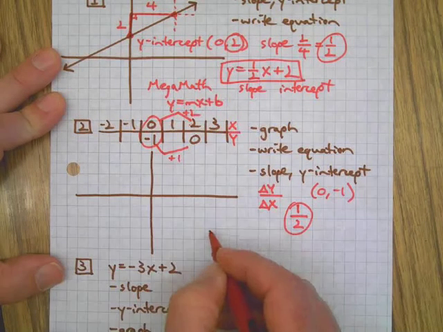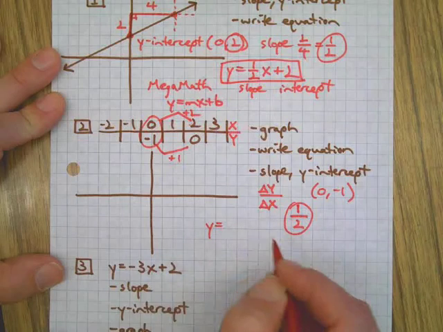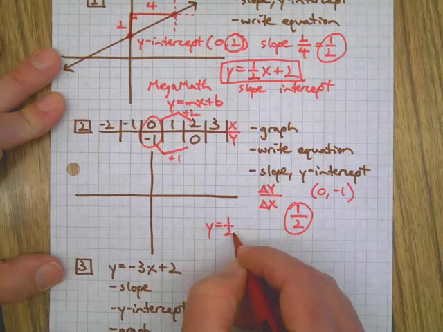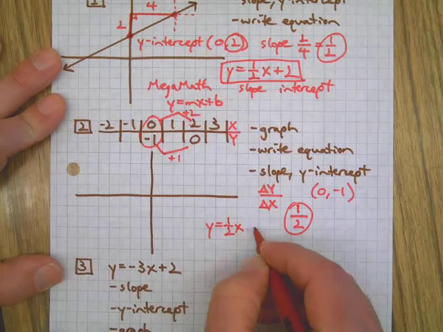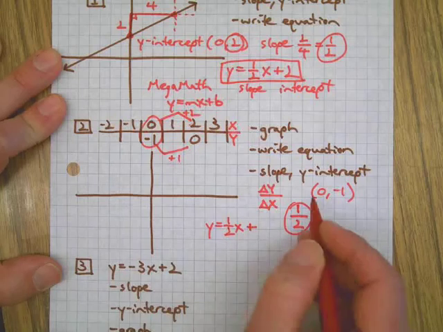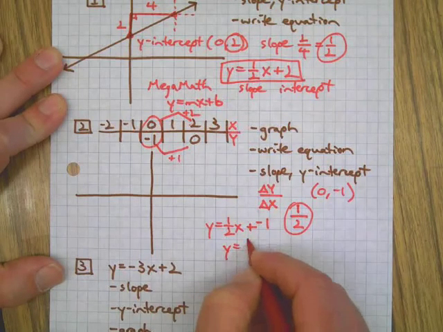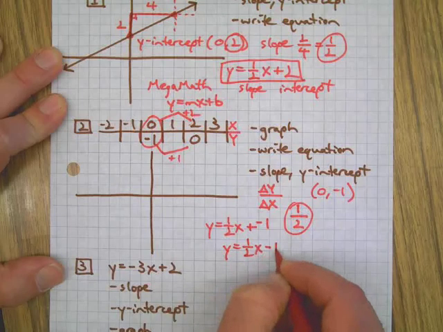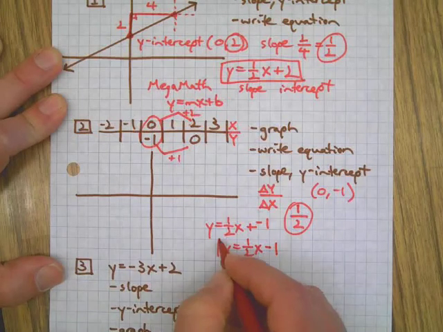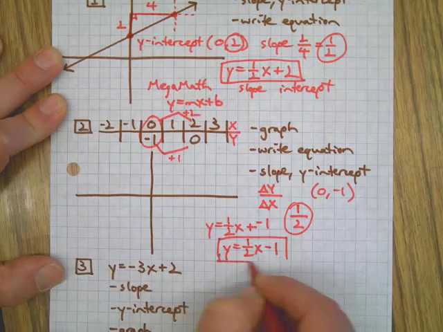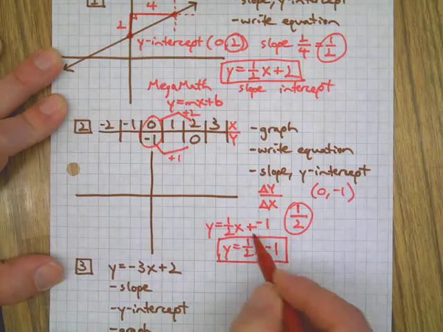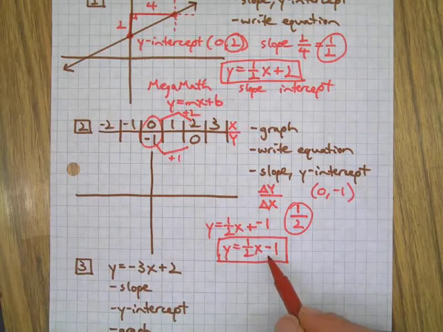So we can write the equation, y equals m for slope, x plus b. b is a constant and it doesn't change, and it represents the y-intercept. I could write that better. There we go. Either way works. Either way is correct. I just like to have as few things as possible when I'm done.